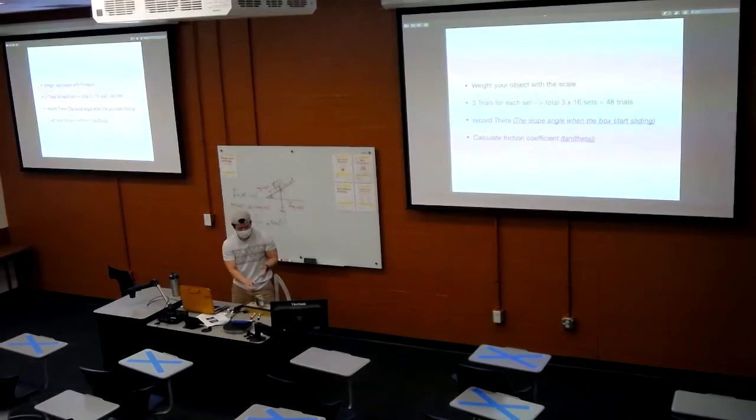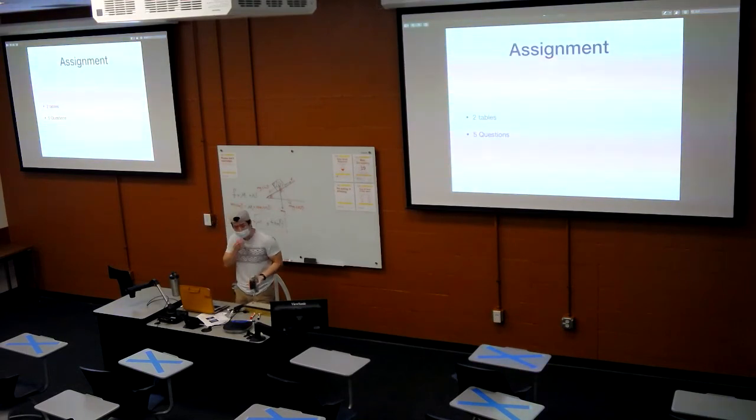When you put the metal plates in it, we're going to weigh the object. There's a weight scale outside. We're going to weigh it 2 or 3 trials for each set, record the angle of the slope, and calculate the coefficient. For the assignment, there are 2 tables and only 5 questions, and 2 questions are already here, so you have only 3 at home. Any questions? No? Cool. We're going to meet outside, and one group will be in room 2, the other in room 3, I think.